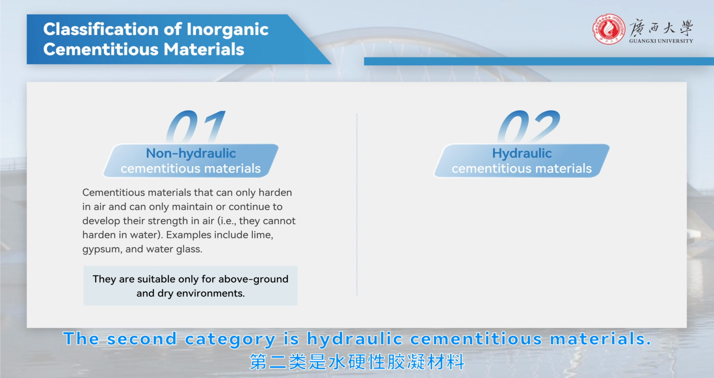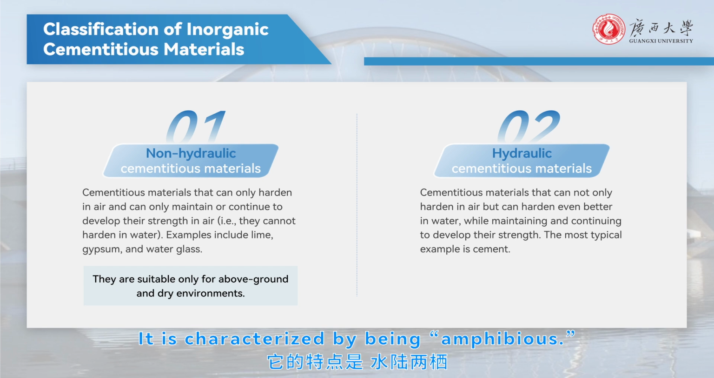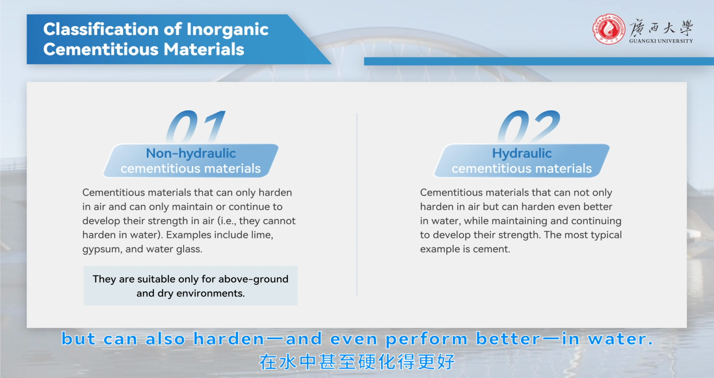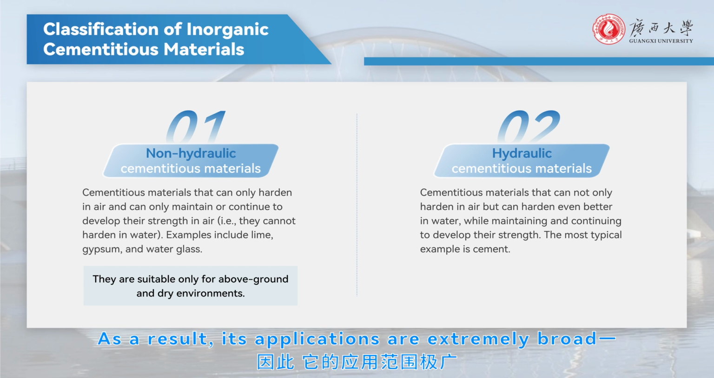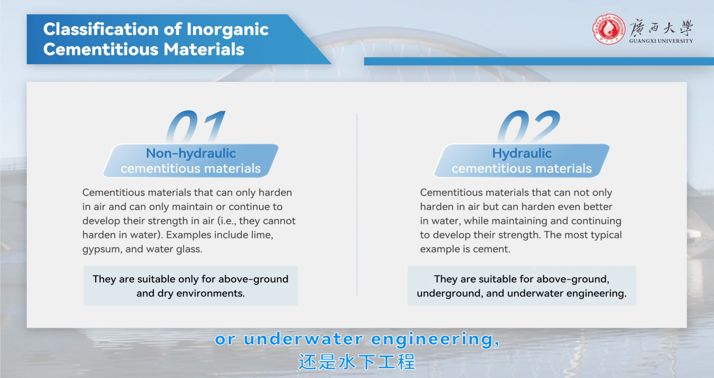The second category is hydraulic cementitious materials. The most typical example is cement. It is characterized by being amphibious. It can not only harden in air, but can also harden and even perform better in water. As a result, its applications are extremely broad. Whether in above ground, underground, or underwater engineering, it performs reliably.